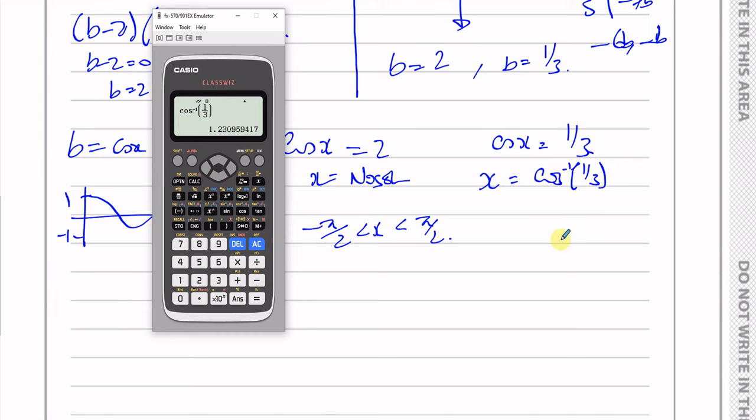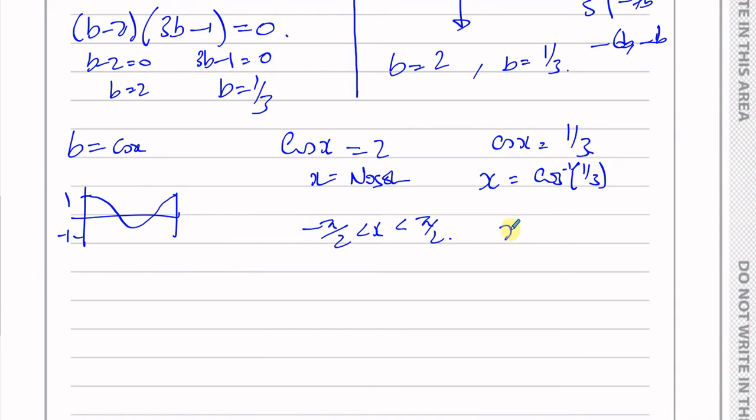And that gives me 1.2309. So x equals 1.2309, and it continues on like that. That's the number of radians. Now, the cosine curve between minus pi over 2 and pi over 2 looks like this.